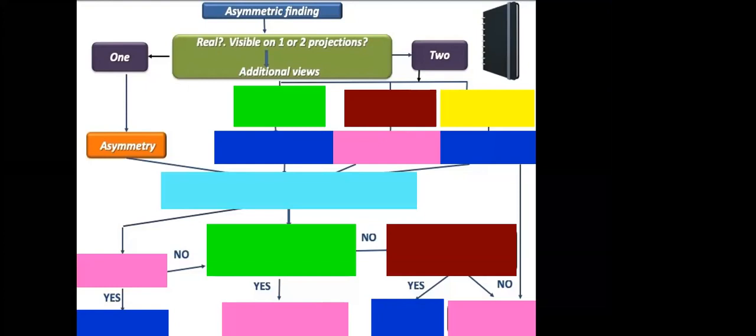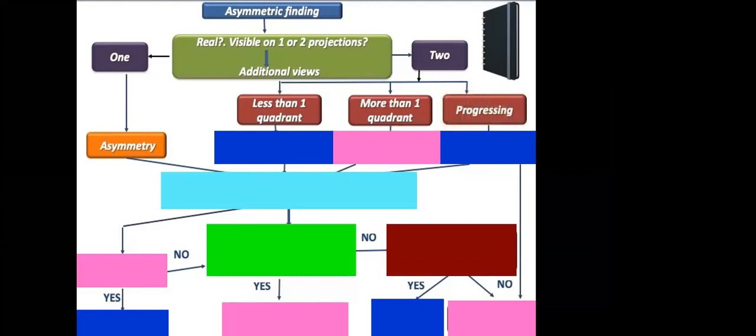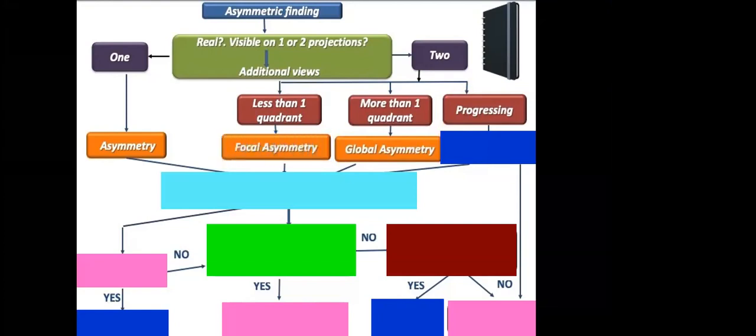either focal or global or developing. If it is less than one quadrant or more than one quadrant or progressing or new. If it is more than one quadrant, it will be global; less than one quadrant, focal; or progressing or new, it will be developing. So I need to go further to differentiate all these types.